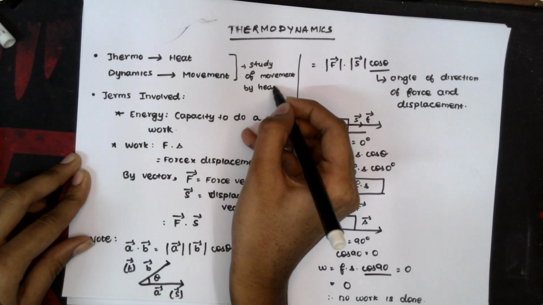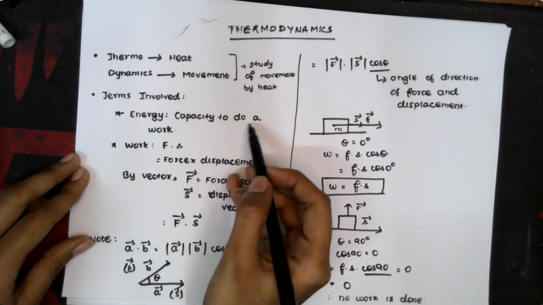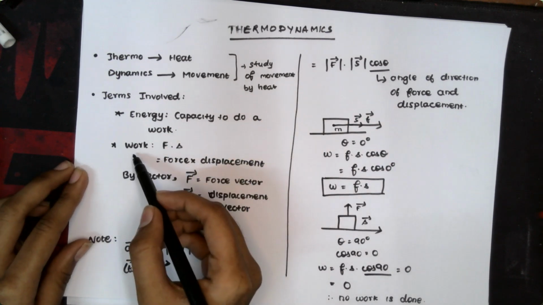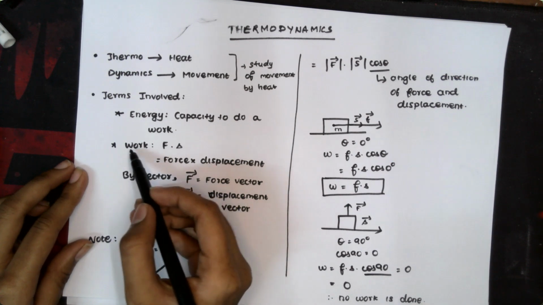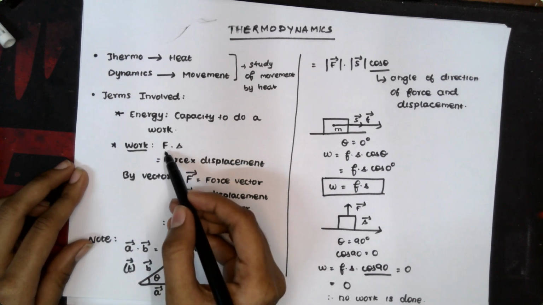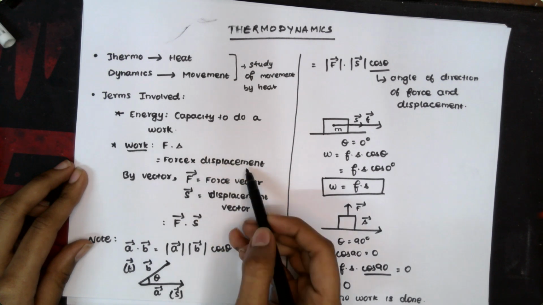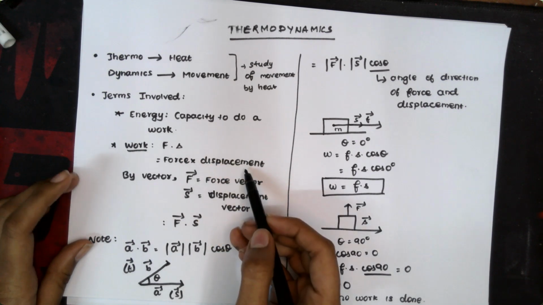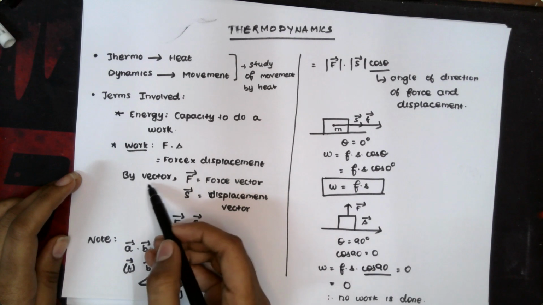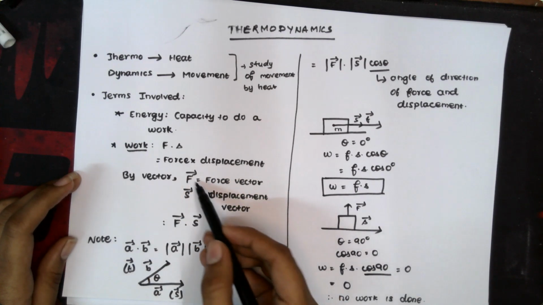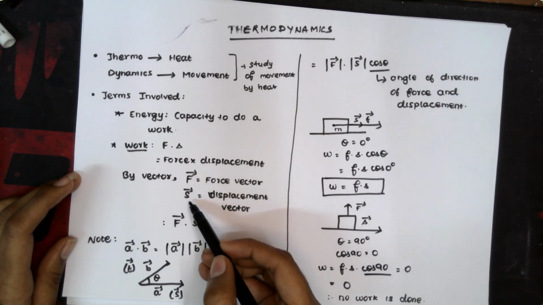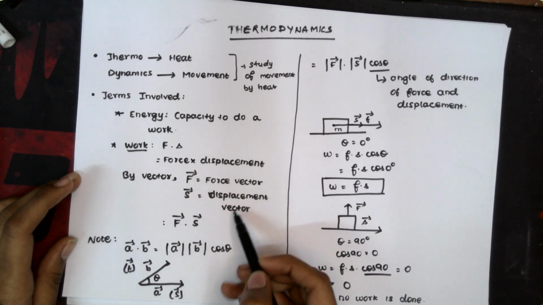Energy. Energy is nothing but the capacity to do work. But we may be interested to define work also. So work is nothing but the product of force and displacement. But this can also be represented by vectors. Force vector is represented by F with an arrow on top, and S vector is the displacement vector.